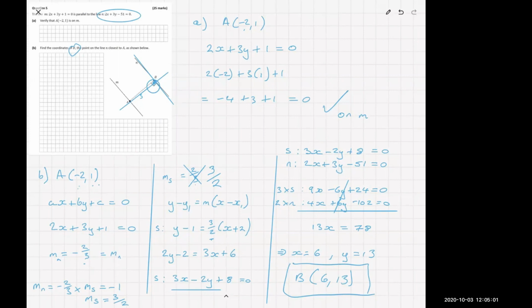Sorry, Mark, just sorry to interrupt you there. Another question came in just as you were answering that. It was, where did the minus 51 come from? We're given it. That's a given value. It's 2x plus 3y minus 51 equals 0. We were given the equation for line N. We actually didn't need it. You could have worked it out. Oh, no, you couldn't. No, it was necessary. So it was a given value, Eamon. That's brilliant. Thanks, Mark.